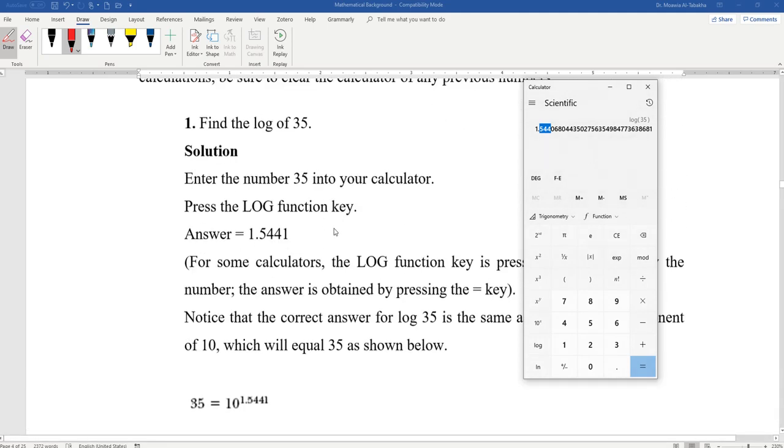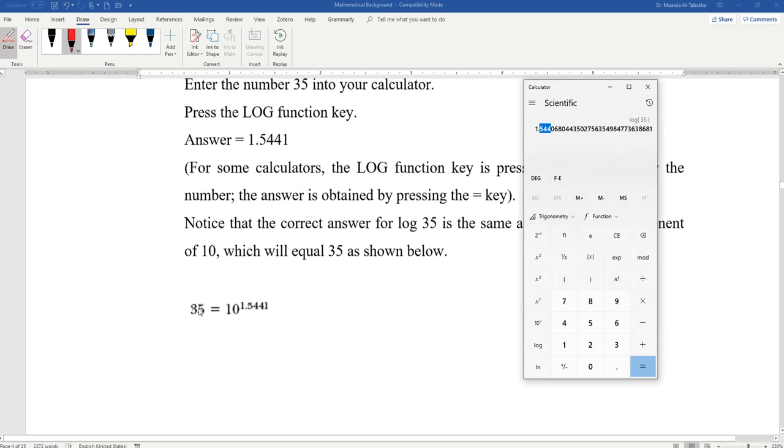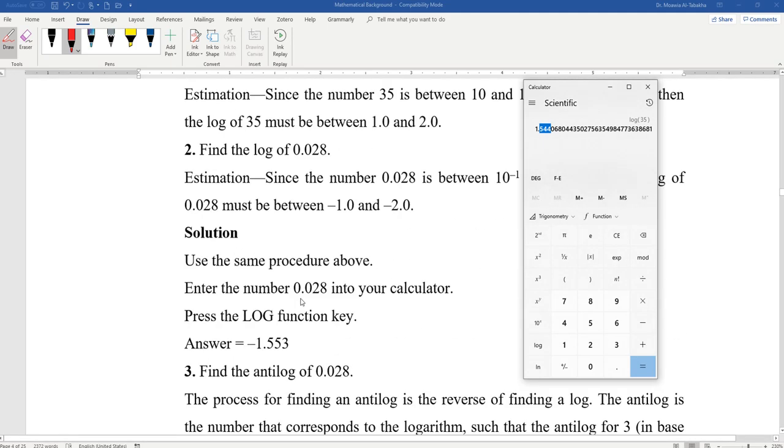Okay. Now what does it mean, 1.544? If you take 10 to the power of this one, 1.544, it will give you 35. This is what it means.